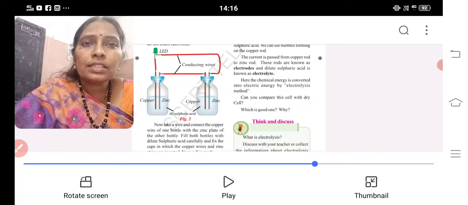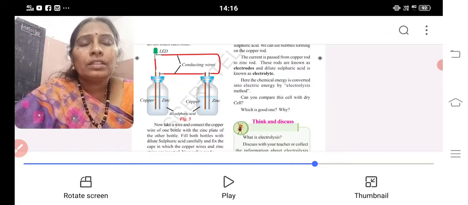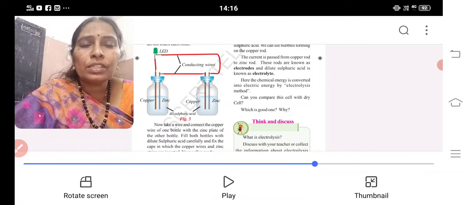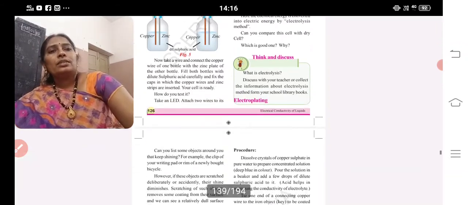So think and discuss the questions. You can ask for information from the teacher. What is meant by the electrolysis process? The liquid conductor through which current passes. When a current passes, it decomposes into corresponding ions. This process is known as the electrolysis process.